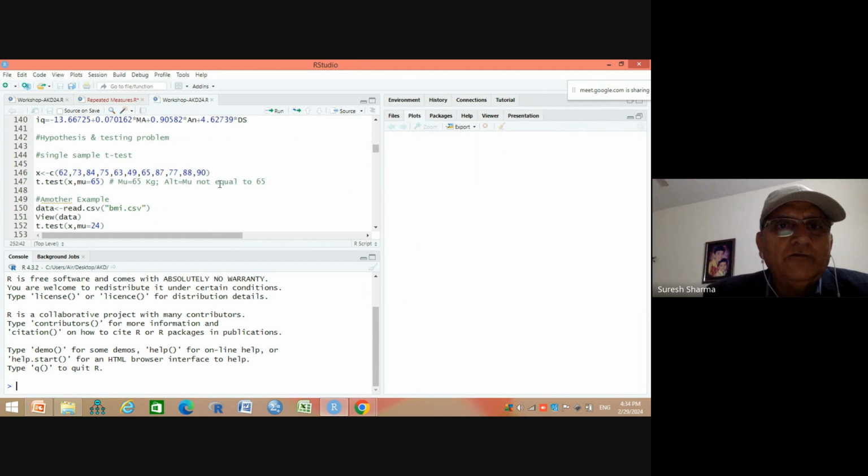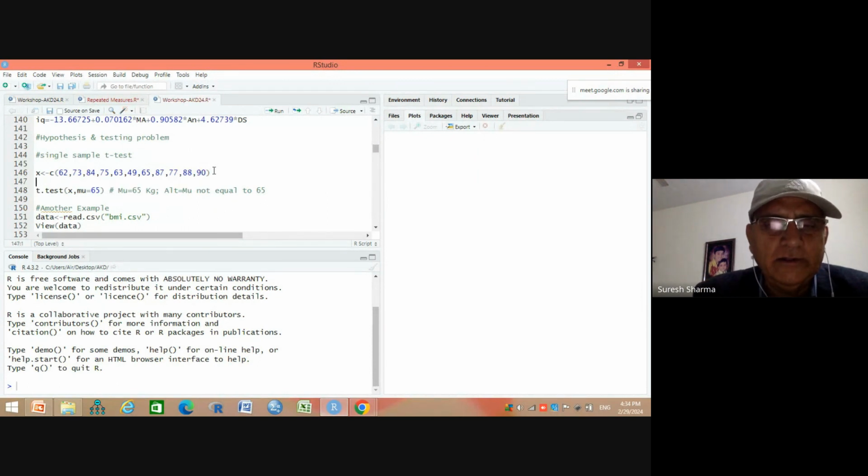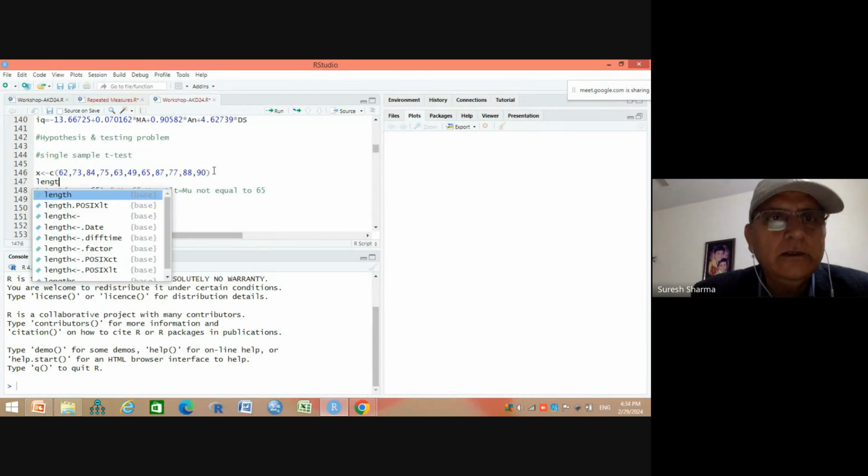Now for that, because the sample size is small here, it is just 10, 12 observations. You can check the length, how many people are involved. Length of X.